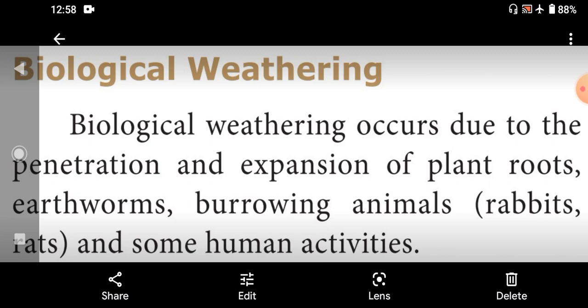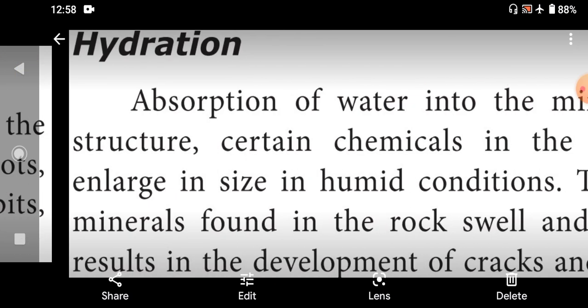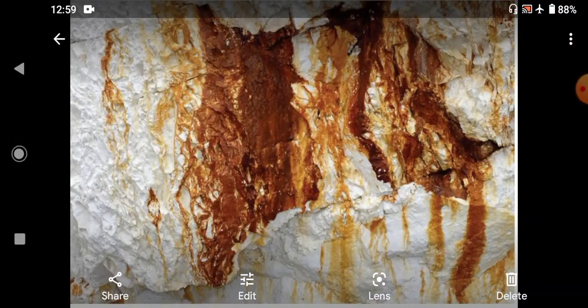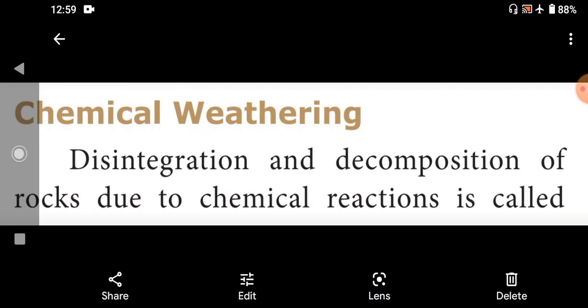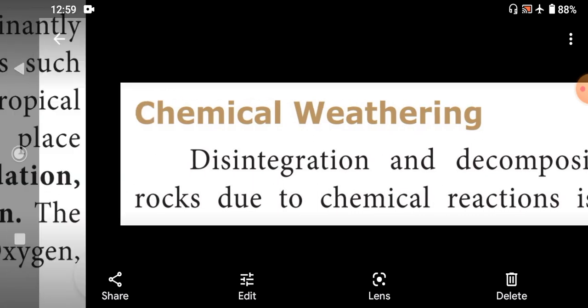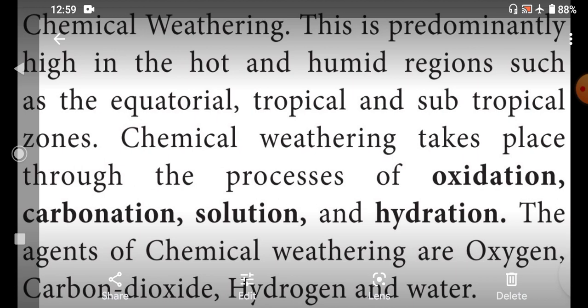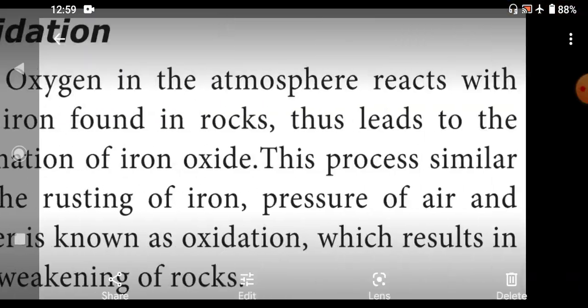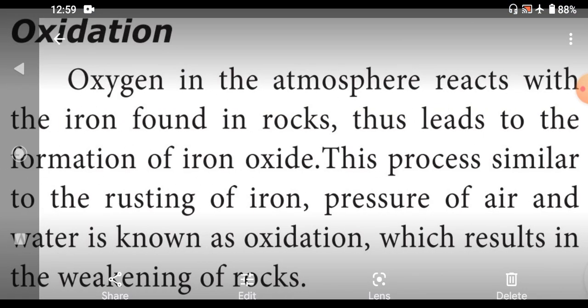Then how does chemical weathering happen? Listen very carefully. Because of the disintegration and decomposition of rocks due to chemical reaction, chemical weathering happens. It has some processes: oxidation, carbonation, solution and hydration. Oxidation means oxygen in the atmosphere reacts with the iron found in rocks, leading to the formation of iron oxide, in the presence of air and water, which results in the weakening of rocks.